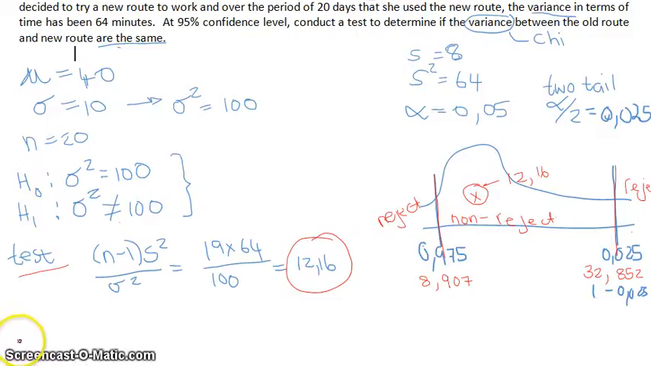If I am now to conclude, I would say that at 95% confidence level, there is enough statistical evidence to accept the null hypothesis, which states that the population variance is still 100, and I therefore reject the alternate hypothesis, which states that the population variance has changed or is not equal to 100.